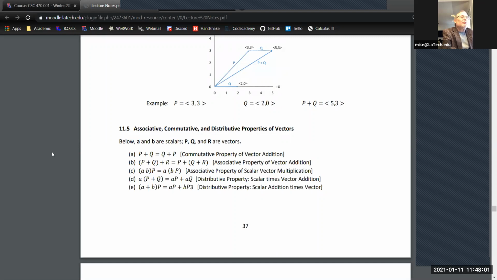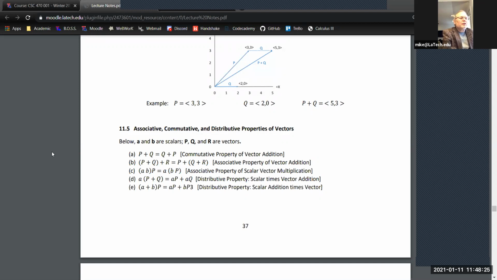Now let me change that. The order matters. If you've got two pluses to do, two additions, it doesn't matter whether you do the first addition and then the second addition, or whether you do the second addition and then do the first addition. So that's the associative property.